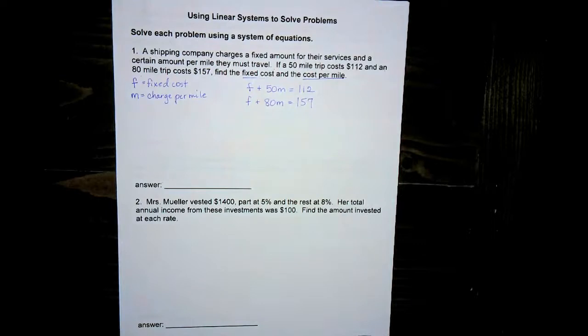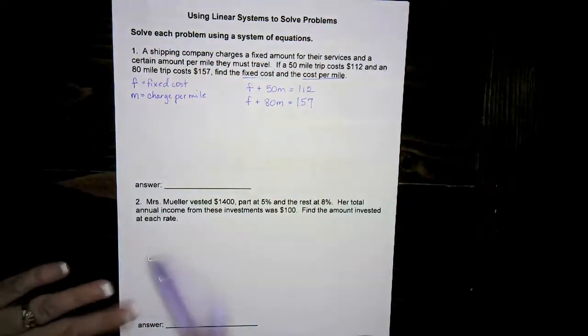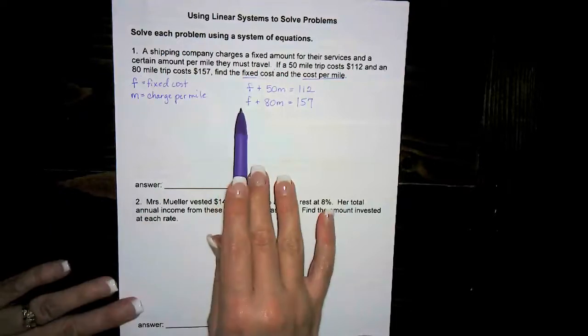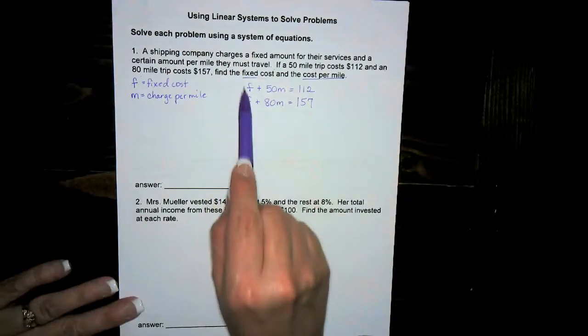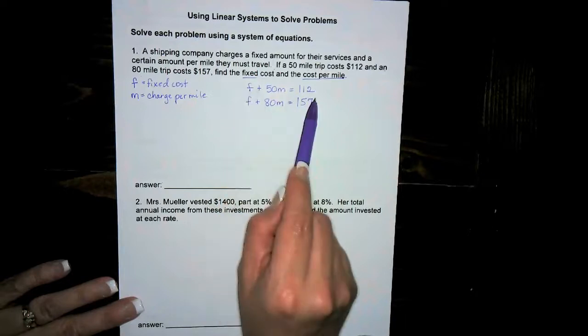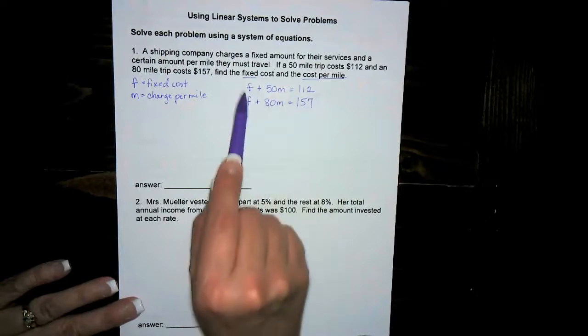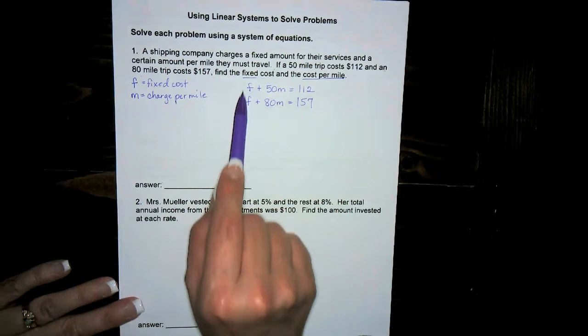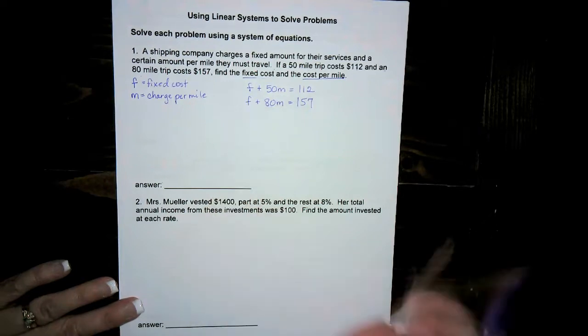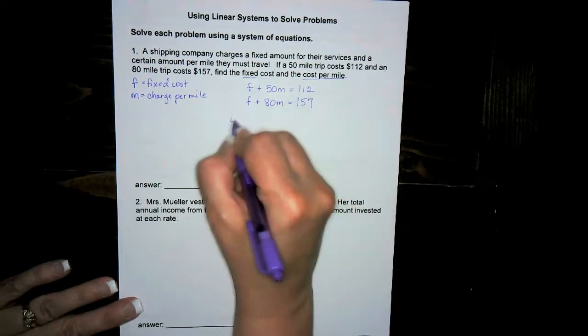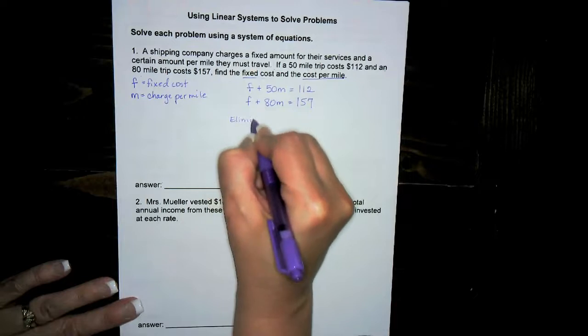So very important that I write my equations first and then I look to solve. Now, this one could go either way. Because there's no number here in front of the F, I could use substitution. But I also see that these two variables have the same number already written in front of them. So I am going to use elimination here.